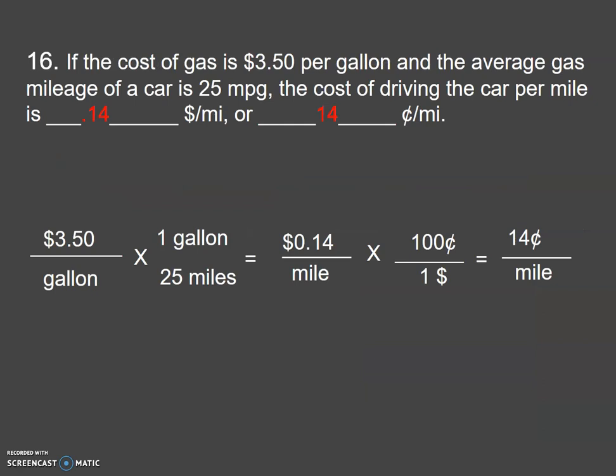If the cost of gas is $3.50 per gallon and the average gas mileage of a car is 25 miles per gallon, the cost of driving the car per mile would be 14 cents per mile. So $3.50 per gallon over 25 miles per 1 gallon will give us 14 cents per mile. And another way to write that is 14 cents per mile.